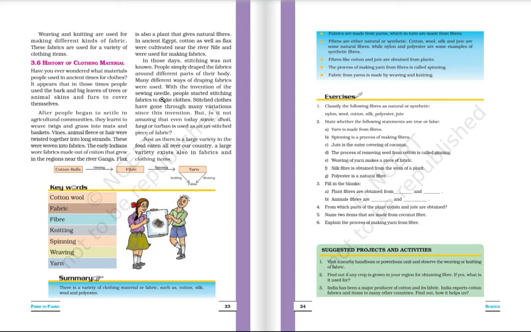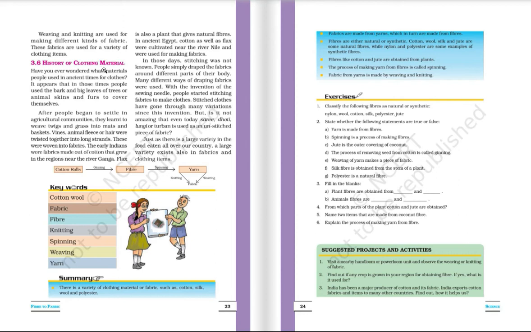With the invention of the sewing needle, people started stitching the fabrics to make clothes. Stitching is one of the words that are very hard to pronounce properly. Stitched clothes have gone through many variations since the invention, but it is amazing that even today, the sari, dhoti, lungi, and turban are used as unstitched pieces of fabric.